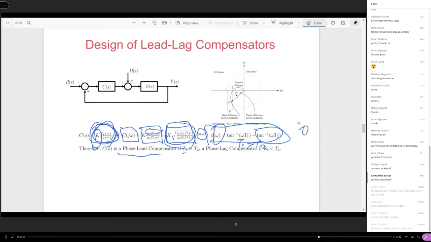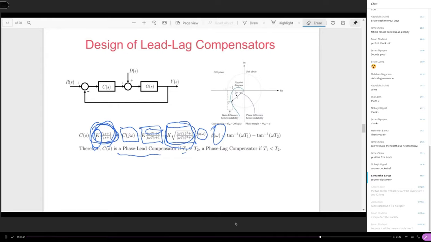That's very easy to figure out, right? That's very easy to figure out. And apparently, if T1 is less than T2, then this phase is negative. So you can see, we can very easily characterize the phase lead compensator and the phase lag compensator.